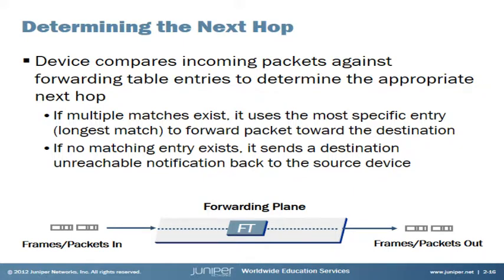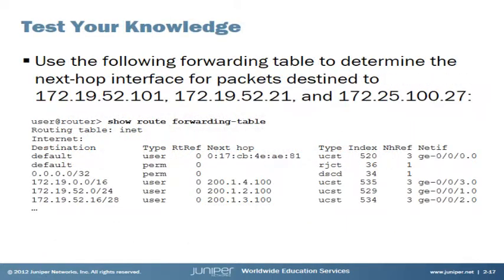To forward the packet to the destination. If there is no match, then it sends a destination unreachable notification back to the source, and of course drops the packet. Okay, so if there is no match, the packet is dropped. That's how all routers work, not just Juniper routers. All routers do that. Okay, so let's take a look at this scenario here.